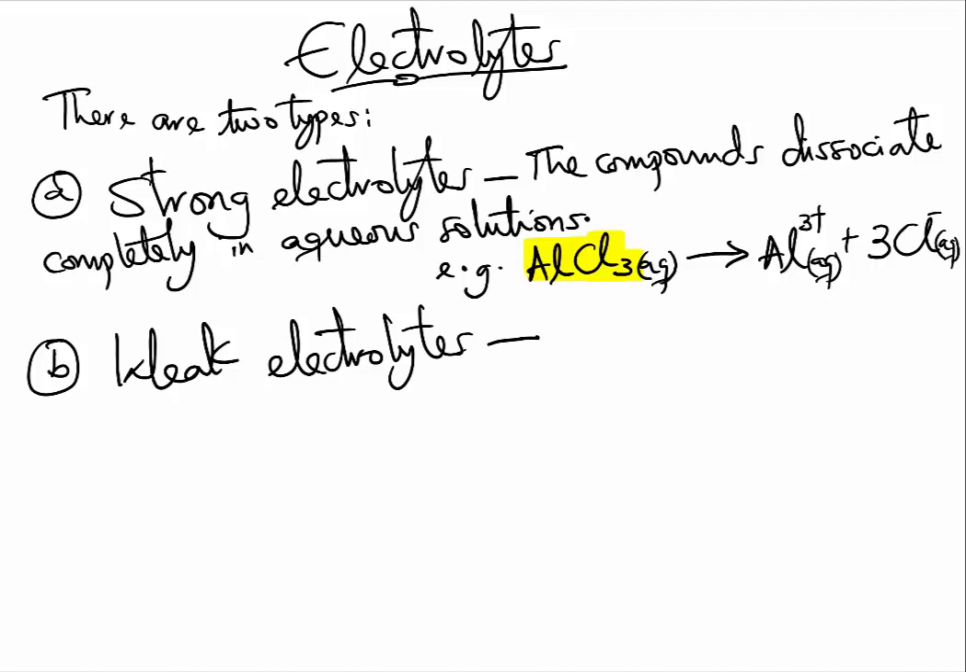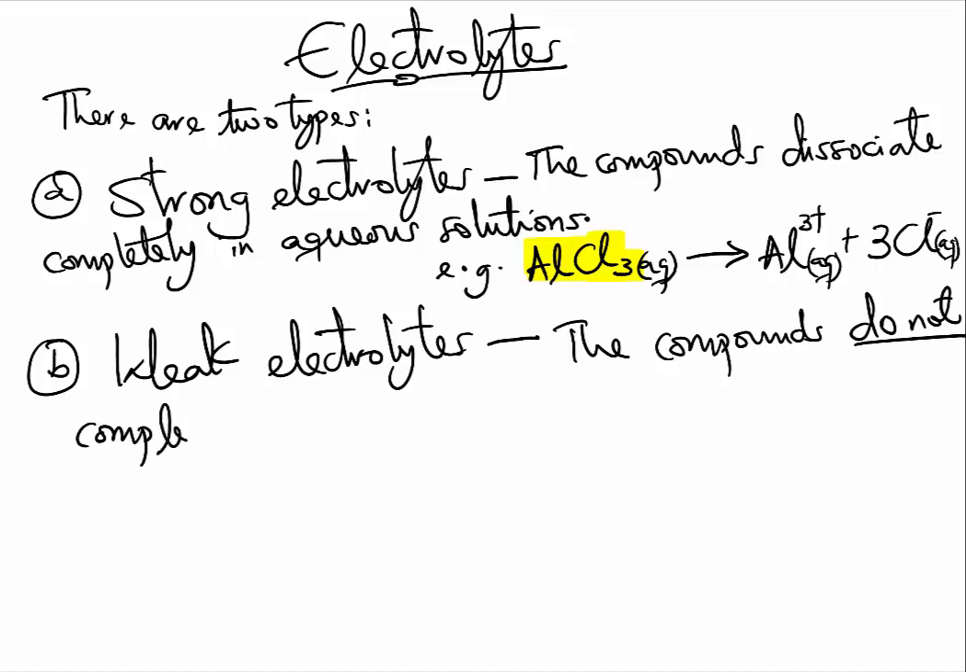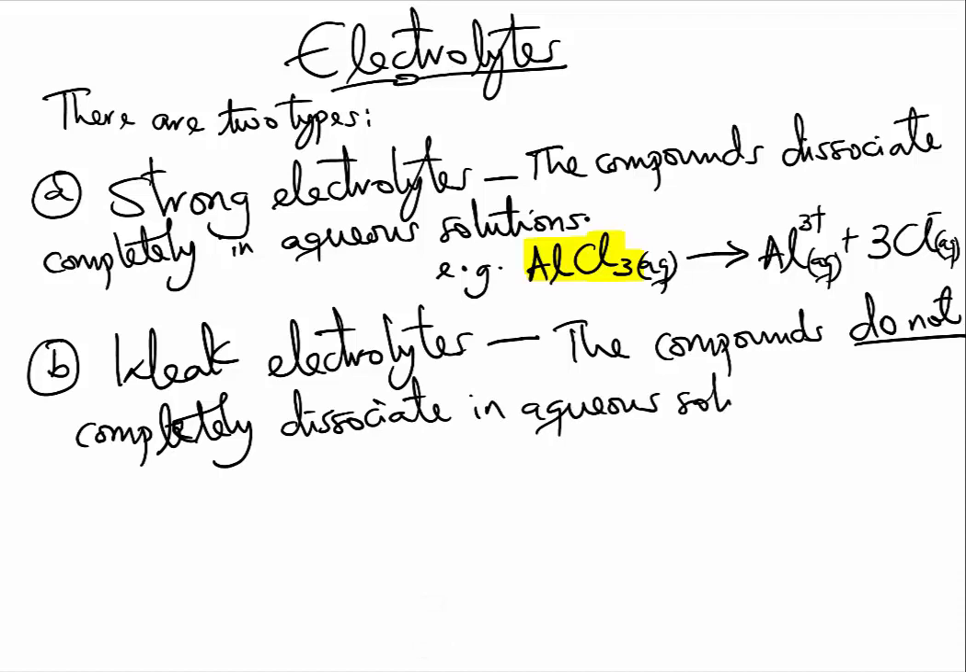On the other hand, there are those that are called weak electrolytes, and they are called weak because the compounds do not completely dissociate in aqueous solutions. They leave some of the compounds behind intact.